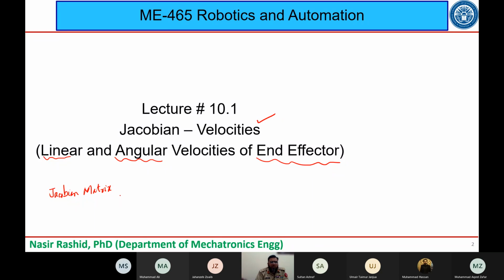And if you have not come across this terminology, you need not worry. During the course of this lecture, you will be able to find out the Jacobian matrix while we are dealing with the linear and angular velocities of an end effector of the robot. While we are dealing with robotics, we start calling this a Jacobian. We do not add matrix with it, but we know that it's a matrix.